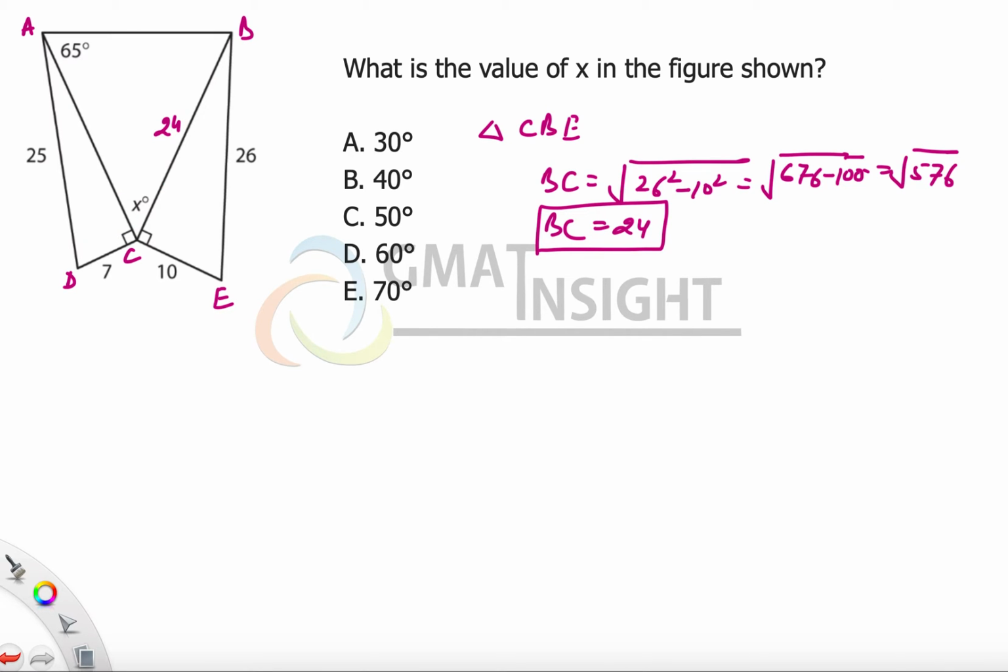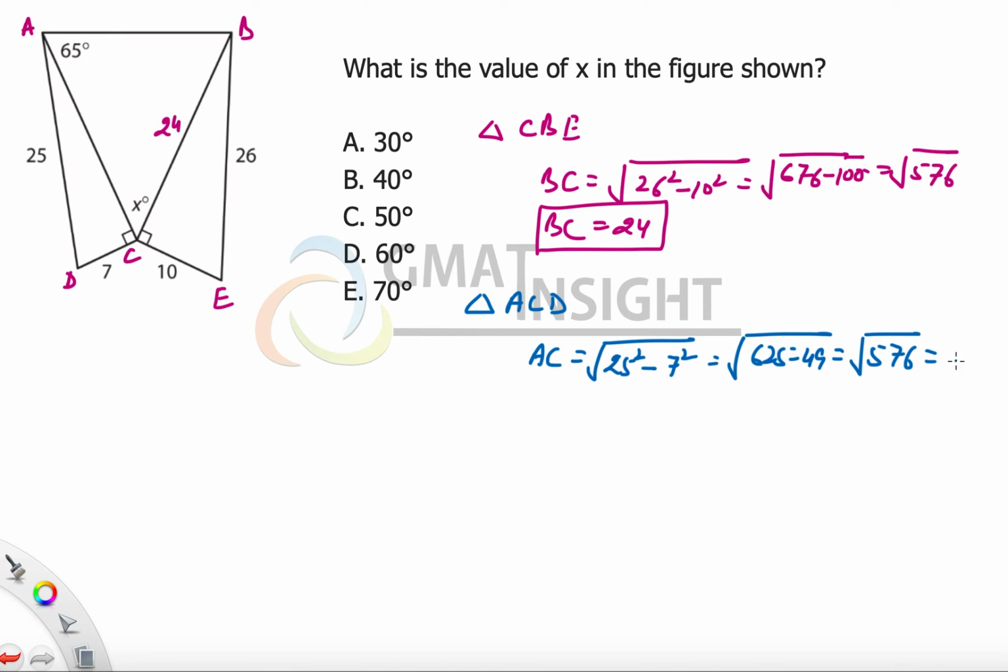Now, we are going to use a similar exercise for another triangle. That means now we have triangle ACD, in which we know that AC should be equal to square root of 25 square, which is the hypotenuse, minus 7 square. So that becomes square root of 625 minus 49. If you simplify this, it once again becomes the square root of 576, which is equal to 24. That means now the AC is also equal to 24.